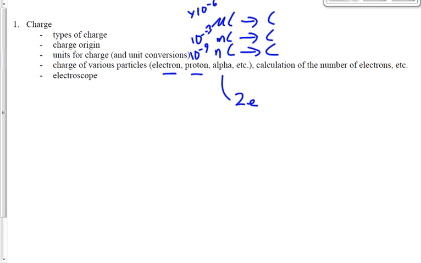But of course, we know what that means, right? 2 times the elementary charge. 2 times 1.6 times 10 to the minus 19 coulombs, giving me 3.2 times 10 to the minus 19 coulombs.